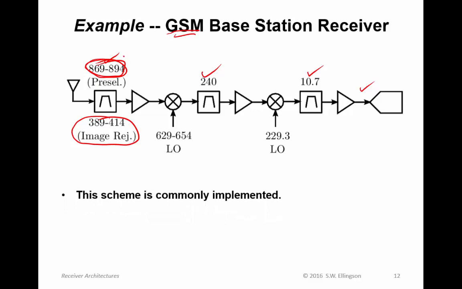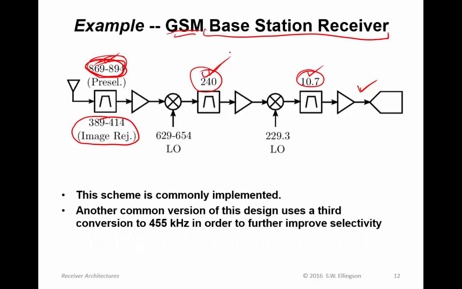So this is a very common scheme for moving this range of frequencies to a digitizer with a center frequency of 10.7 megahertz. In fact, I can think of many base station receiver designs I've seen that use exactly this scheme. Another common version of this design uses a third conversion to go to 455 kilohertz to further improve selectivity.